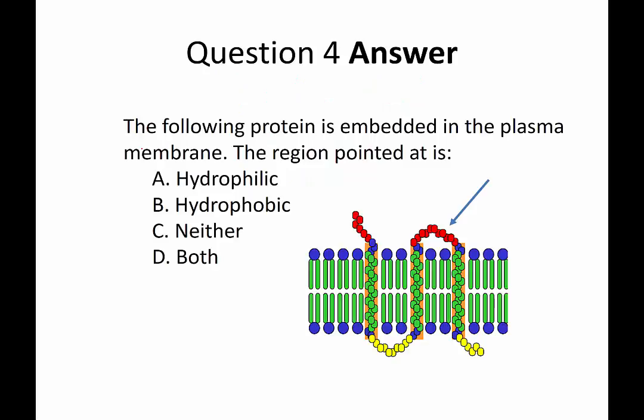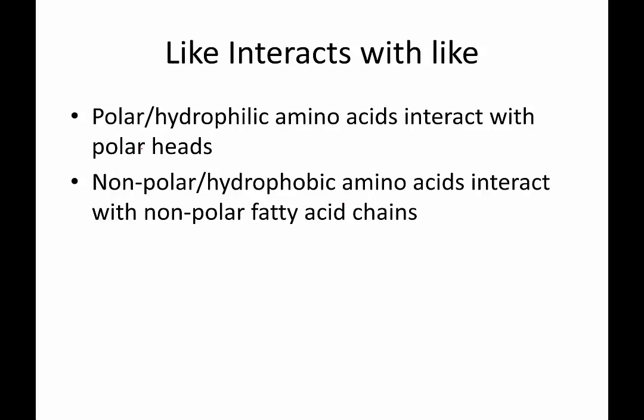So here's question 4. The following protein is embedded in the plasma membrane. The region indicated is A, hydrophilic, B, hydrophobic, C, neither, or D, both. And to answer this question, we need to go back to like interacts with like. And you also have to think back to the biochemistry lecture. So remember, we have polar or hydrophilic amino acids, but we also have nonpolar or hydrophobic amino acids. So depending on the amino acid sequence of that protein, certain regions can be hydrophobic and certain regions can be hydrophilic.